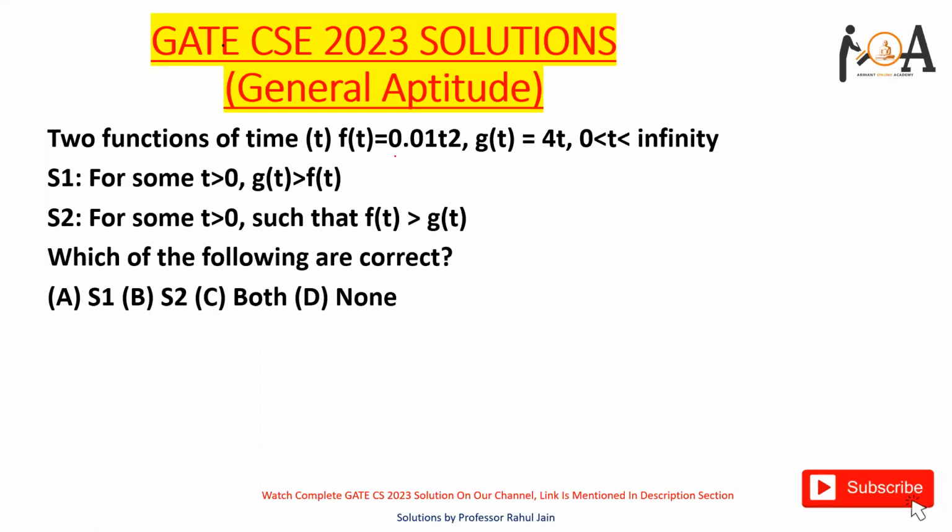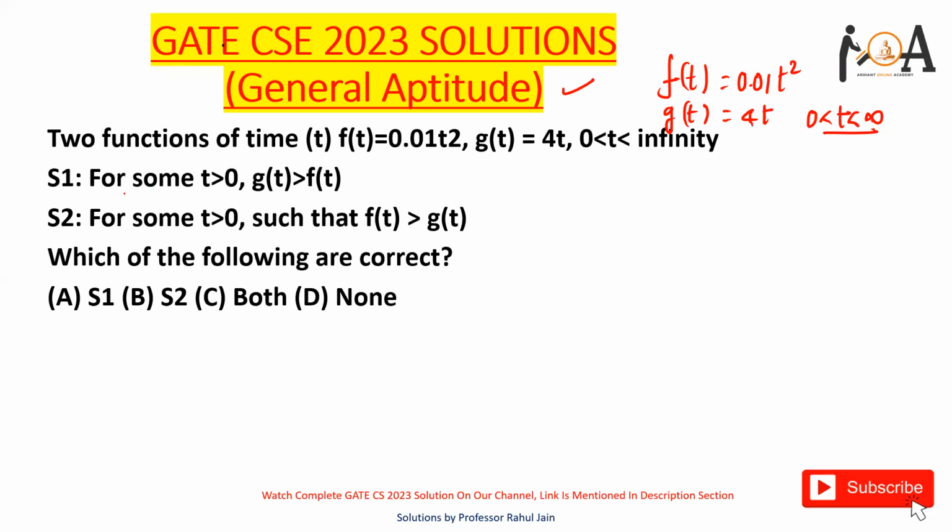One of the questions in GATE CS 2023 gave two functions, and I am writing them clearly here: f(t) is 0.01 t square, and one more function is g(t), which is 4t. The value of t belongs to greater than 0 and lesser than infinity, right?